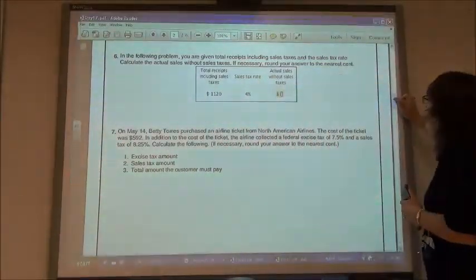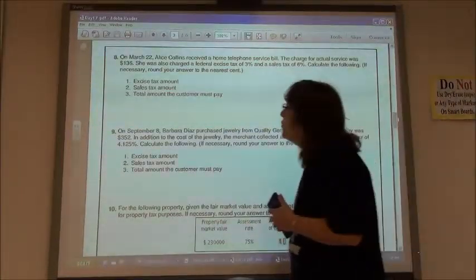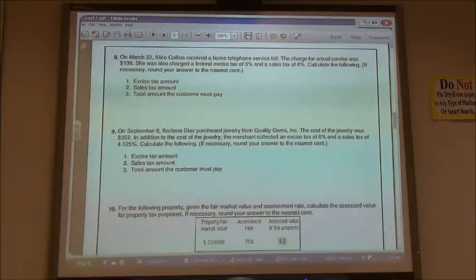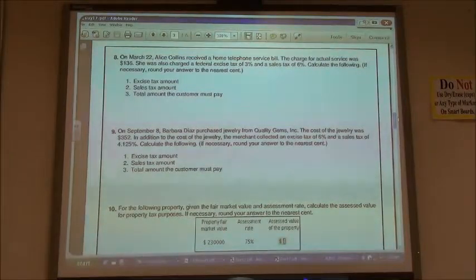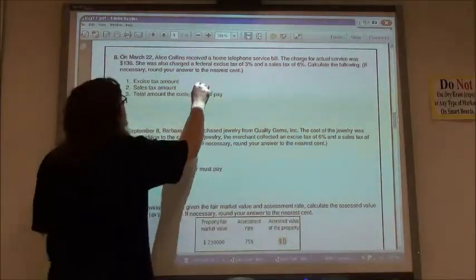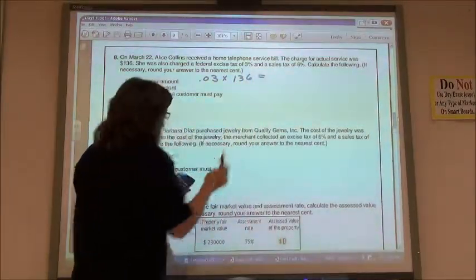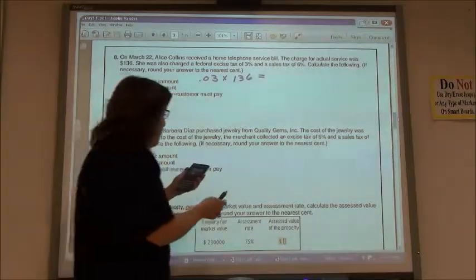Number 8 and 9 should be very similar to that. If I scroll on over. On March 22nd, Alice Collins received a home telephone service bill. The charge for actual services was $136. She was also charged a federal excise tax of 3% and a sales tax of 6%. Calculate the following. So my excise tax is 3%, 0.03 times my $136. So 0.03 times 136 gives me $4.08.